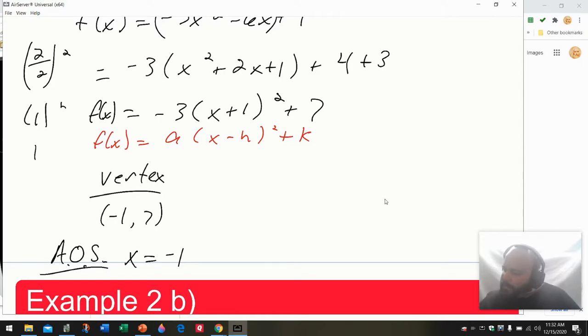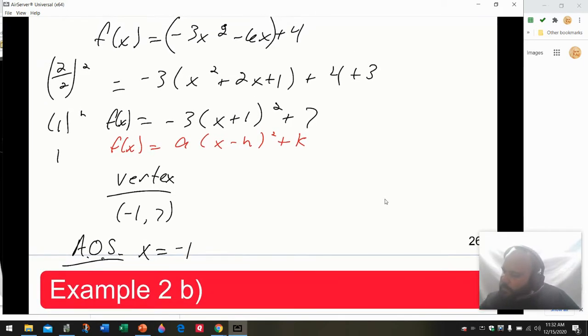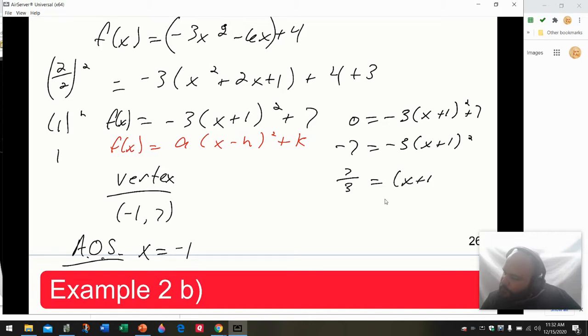Okay. The last thing we need to do is to determine where the x-intercepts are. And the way that we do that is we take this equation that we have now in vertex form and we set it equal to 0. And then we're going to solve it by moving the 7 to the other side first. Then dividing by -3. Taking the square root and then subtracting 1. So I'm going to write x equals -1.